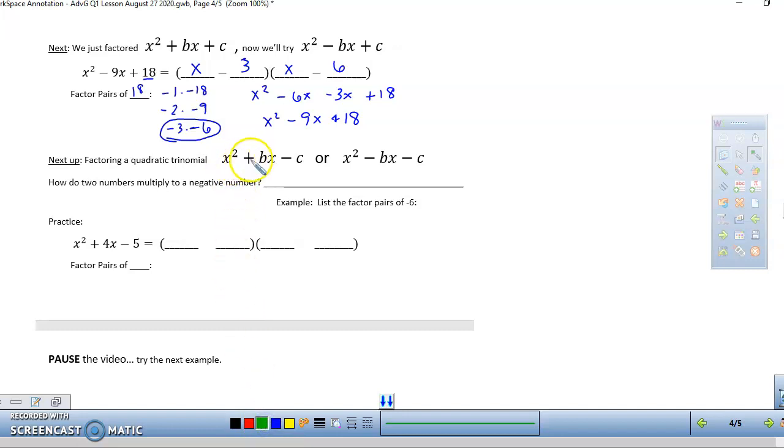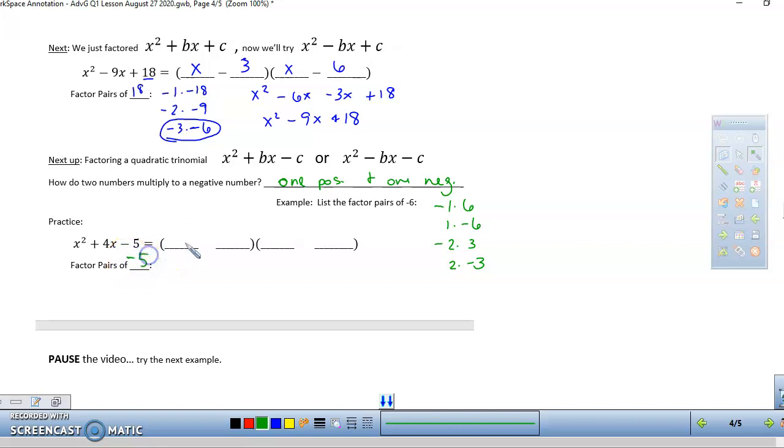Next one. So x squared plus bx minus c, or x squared minus bx minus c, but you have a negative c. So how do the numbers multiply to get negative? You got to have one positive and one negative. Now that makes for a lot more pairs. So for example, -6 could be -1 times 6, but also 1 times a -6. -2 times 3, or 2 times a -3. So these would be all the possibilities to multiply to -6. That does make things a lot more options anyway.